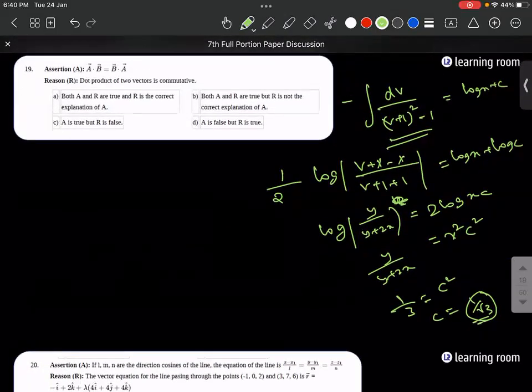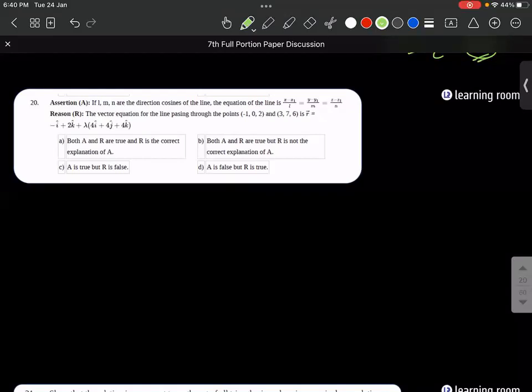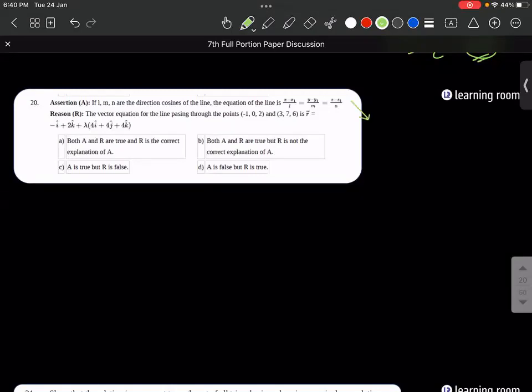19th, this is right. 20th. If l, m and n are the direction cosines of the line, the equation of line is x minus x1 by l is equal to y minus y1 by m is equal to z minus z1 by n. Reason: the vector equation for the line passing through the points minus 1, 0, 2 and 3, 7, 6 is r vector is this thing. So first one, is it right? Yes, it is. So we write x minus x1 by a is equal to y minus y1 by b is equal to z minus z1 divided by c.